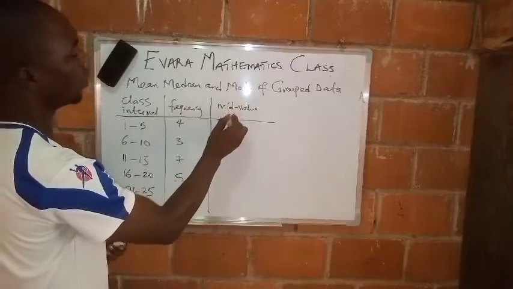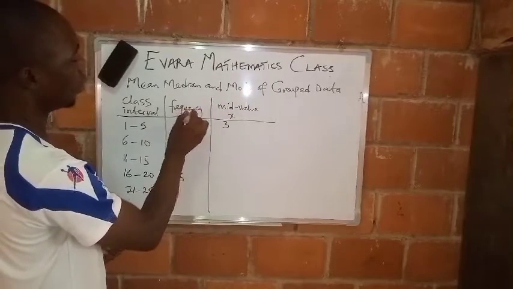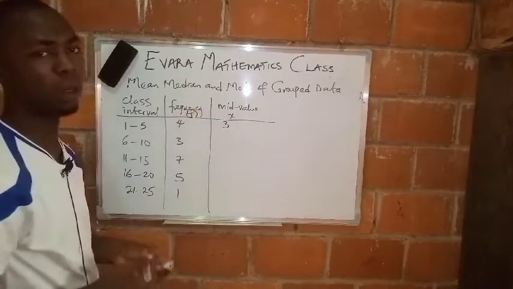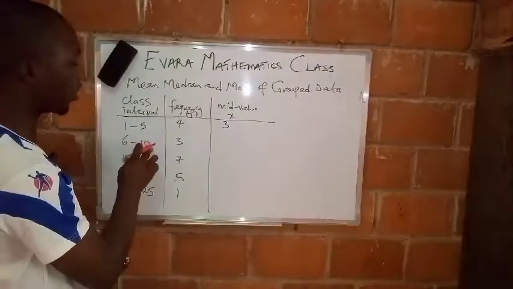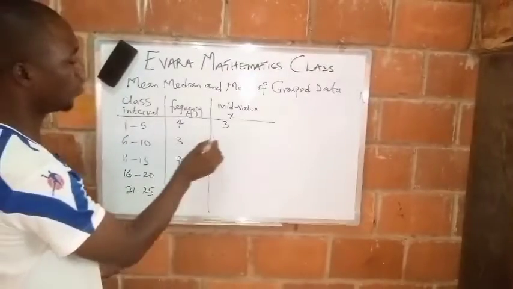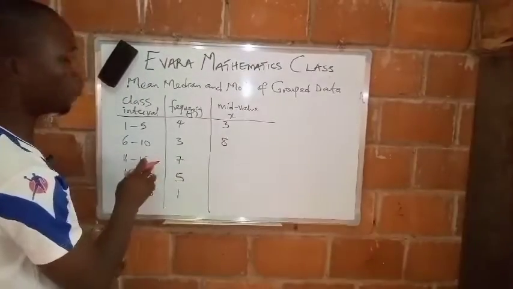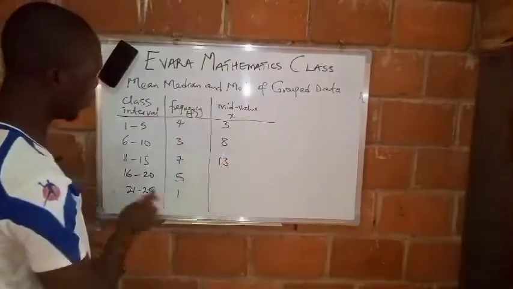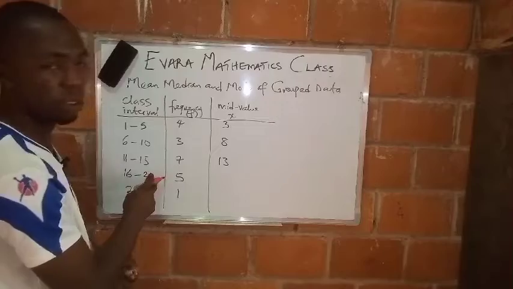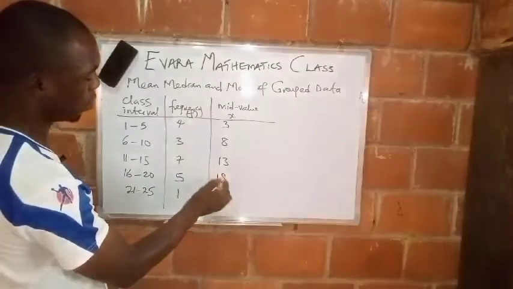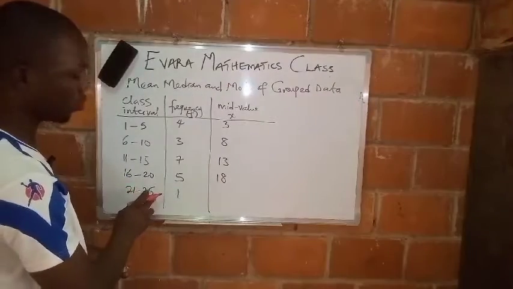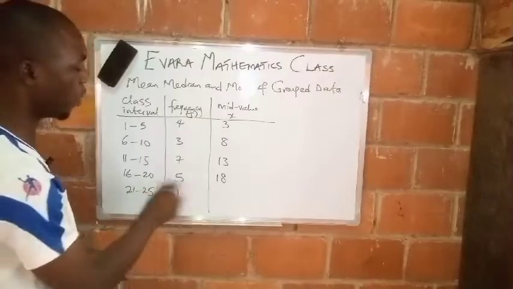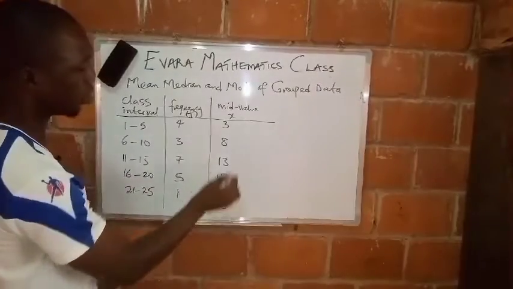So this mid value now is going to be our x, and this frequency as usual is our f. So 6 plus 10, 16, divided by 2, 8. 11 plus 15, 26, divided by 2, we have 13. 16 plus 20, 36 divided by 2, 18. 21 plus 25 is 46 divided by 2, we have 23.